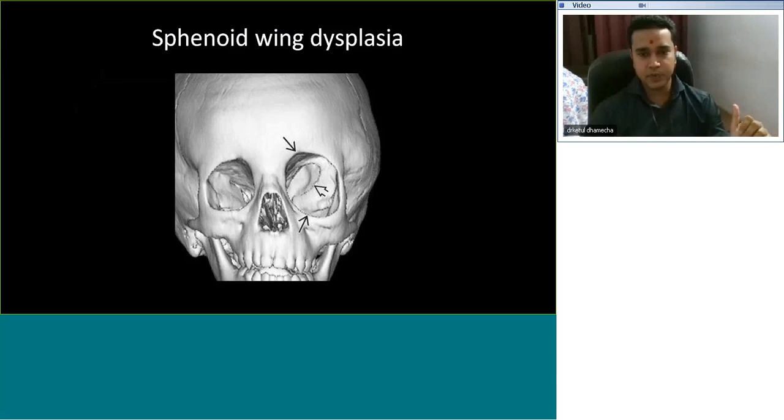So this is the sphenoid wing dysplasia. Here on the right side, you can see the normal orbital fissure. On the left side, due to the absent sphenoid wing, you can see the enlarged orbital fissure. This is a classic case of sphenoid wing dysplasia.